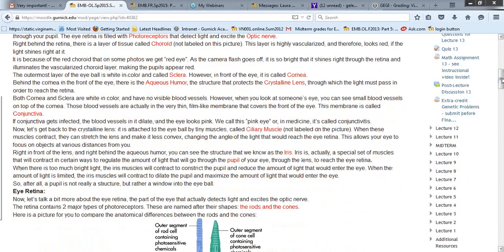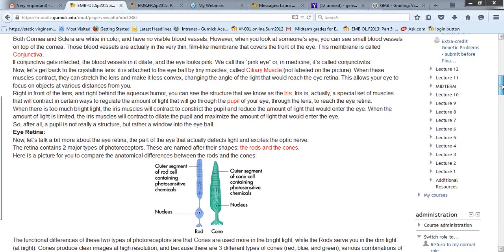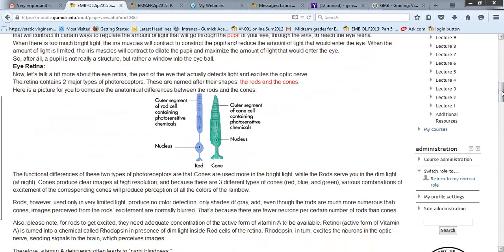Okay. So let's talk a little bit about the eye retina. We mentioned the retina, which is the black innermost layer of the eyeball, and it contains the photoreceptors. The photoreceptors detect light, and they allow you to see images when your brain interprets those signals. These photoreceptors come in two types, the rods and the cones. They are named after their shape. So the rods, they look like this.